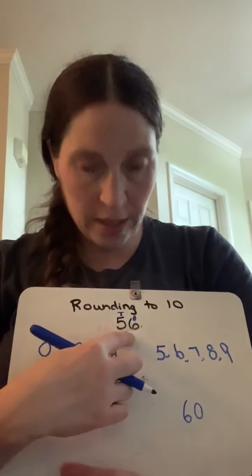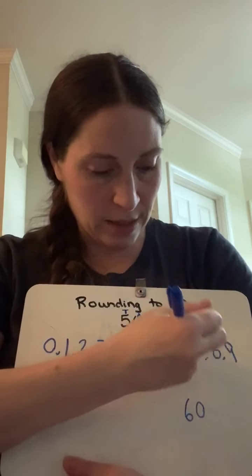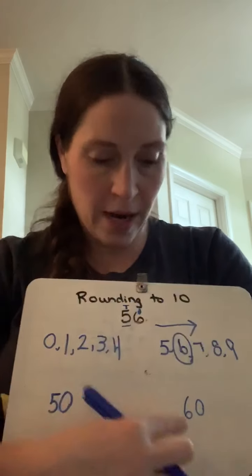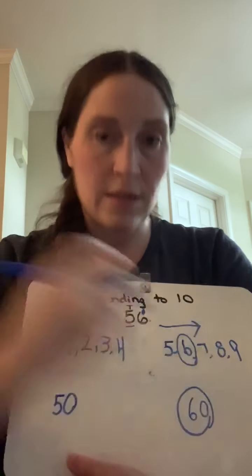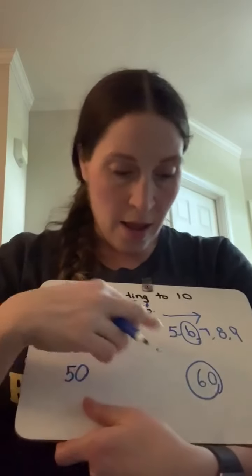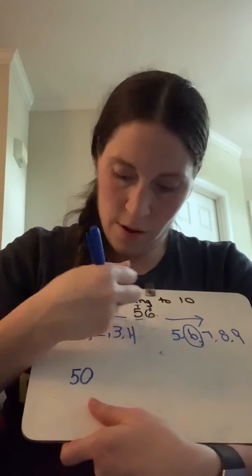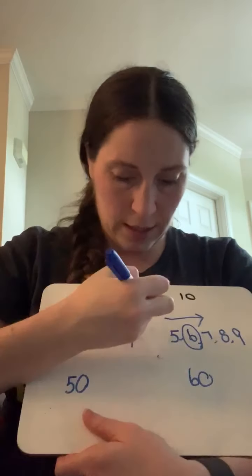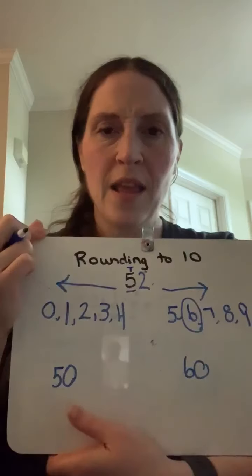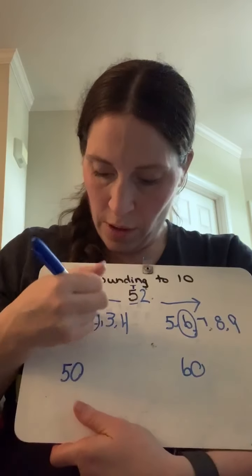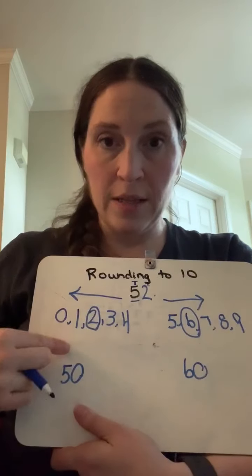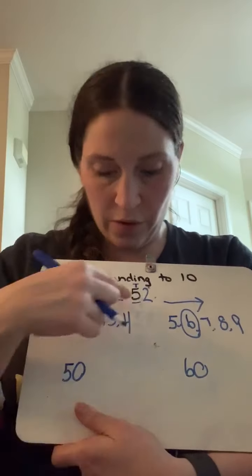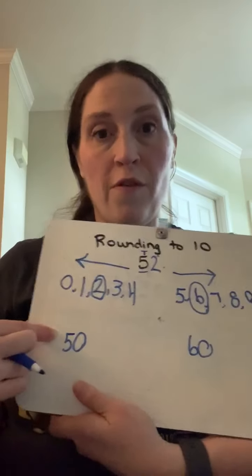So in our number, it's a 6 in the ones place. So my 6 is over here. If it's a 6, I round up to the next 10. Okay, so my next 10 is 60, so 56 is closer to 60. If my ones place was, let's say, a 2, then I would come over here. And if my ones place is a 2, that means I round it down or I keep my 10 the same, which would be 50. So if it was 52, we would say it was closer to 50.